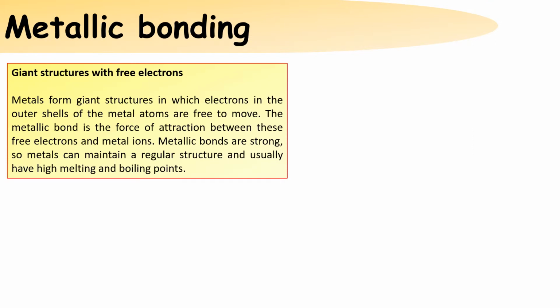Metals form giant structures in which the electrons in the outer shell of the metal atom are free to move. The metallic bond is the force of attraction between these free electrons and the metal ions. Metallic bonds are strong, so metals can maintain a regular structure and usually have high melting points.